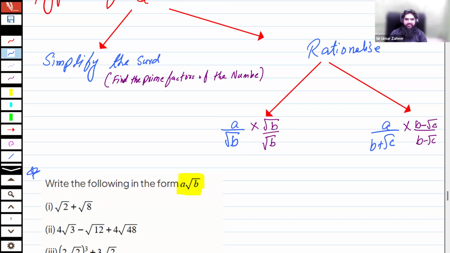Can anyone tell me why we are doing the rationalization? What is the purpose of rationalization? Why do we need to do rationalization? Anyone? To help simplify surds. Simplify surds, okay. Yes, any other one? Sir, no idea.